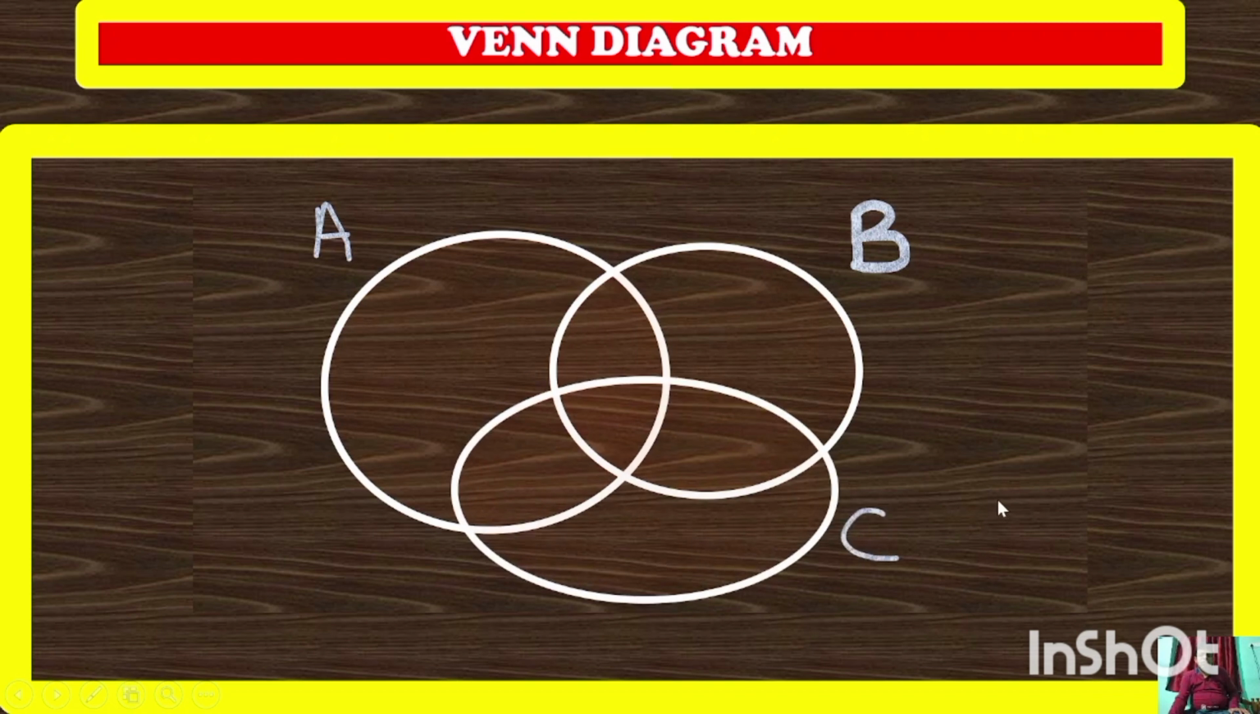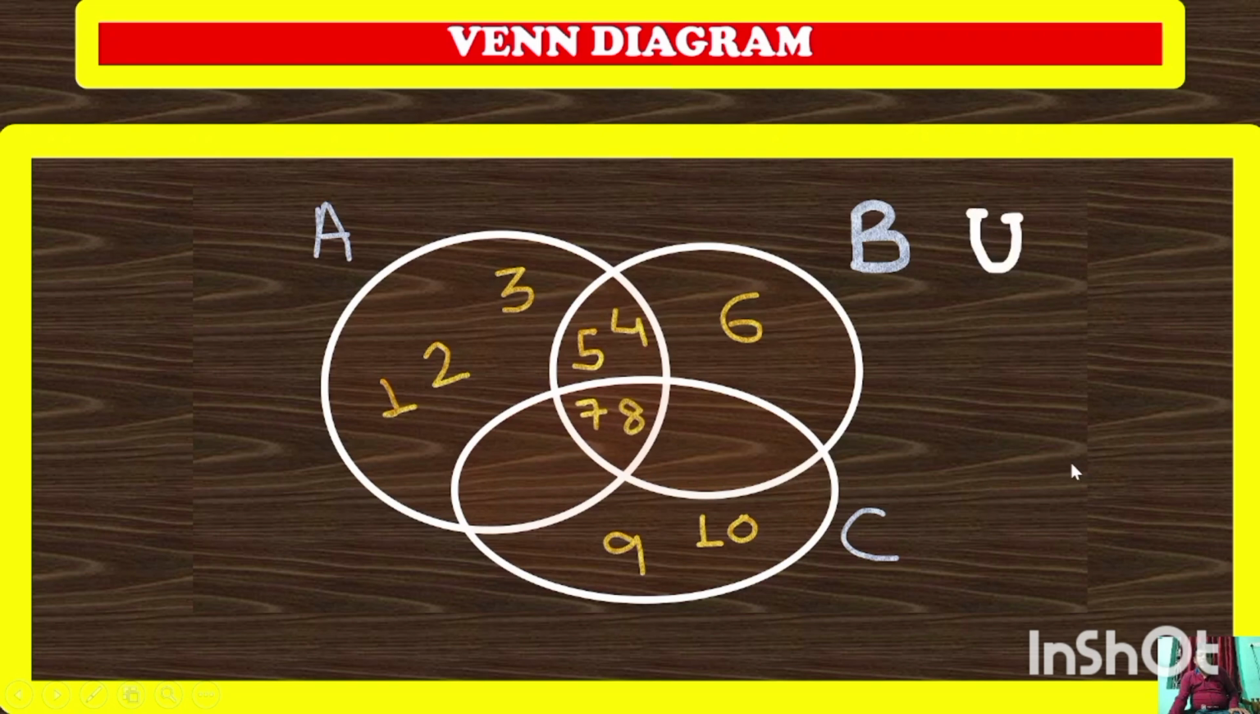Understand? Okay, we have to see first the elements of A union B. Look at here, the elements are written here. So what are the elements you have to write within the same Venn diagram? You see, these are the regions of the set A. The elements are 1, 2, 3, 4, 5. So you have to write down the elements.